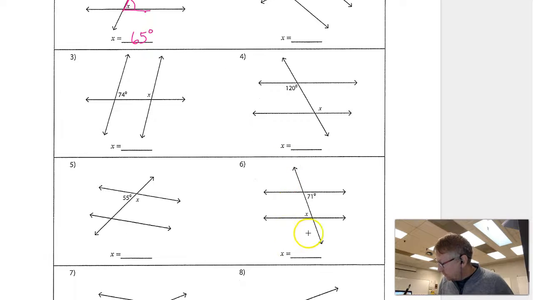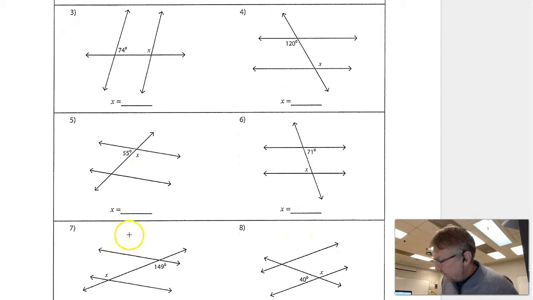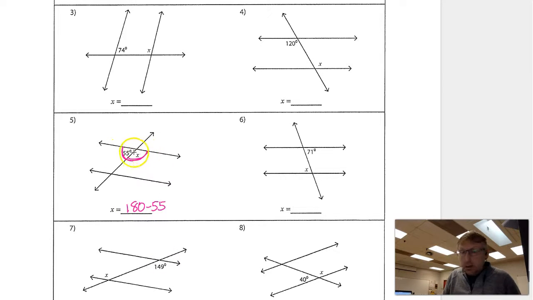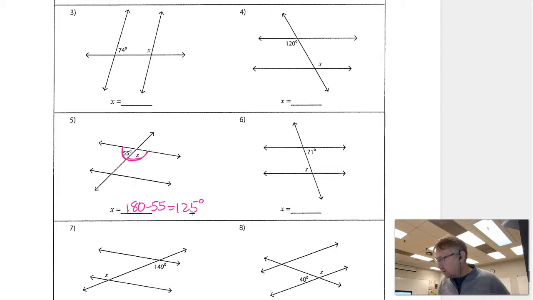Let's pick another one. I'll do 5. Angle 55 is here, angle X is there. Are they related in some way? Can we connect them with one of our patterns? Well, 55 goes this far, X goes this far. Can you see it making the rainbow? And so X is found by doing 180 minus 55. Because the rainbow is a full 180, and we know one piece of the rainbow is 55, and then the other piece has to add up to make 180. So now it's a calculator problem. 180 minus 55 is 125, so I believe this is 125 degrees.